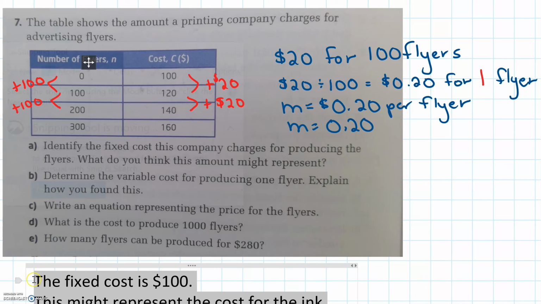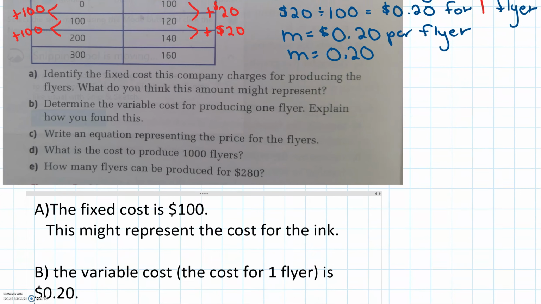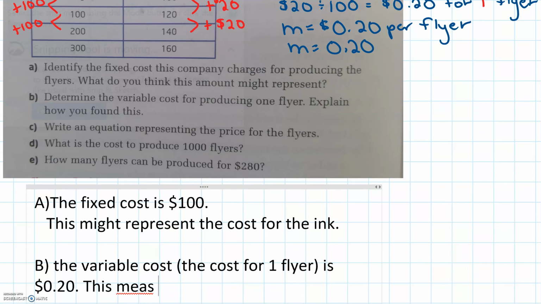Question B is determining the variable cost. Okay, so the variable cost is the one that does change. So the variable cost is the cost per one flyer. So the cost for one flyer, as we just did, is 20 cents. This means that one flyer costs 20 cents. That's what I'm looking for in your answer.